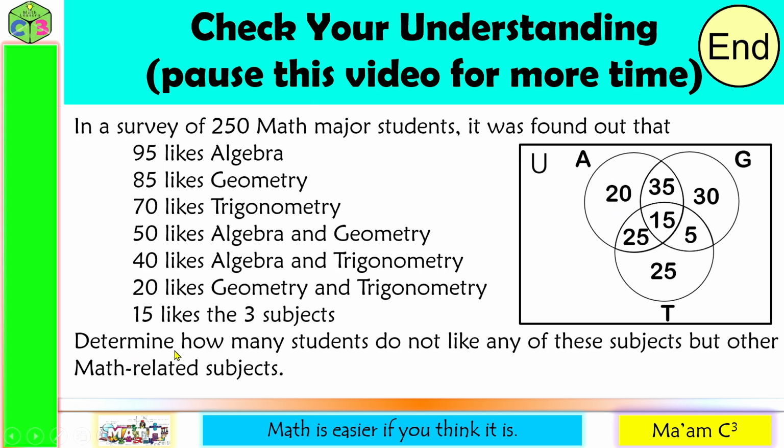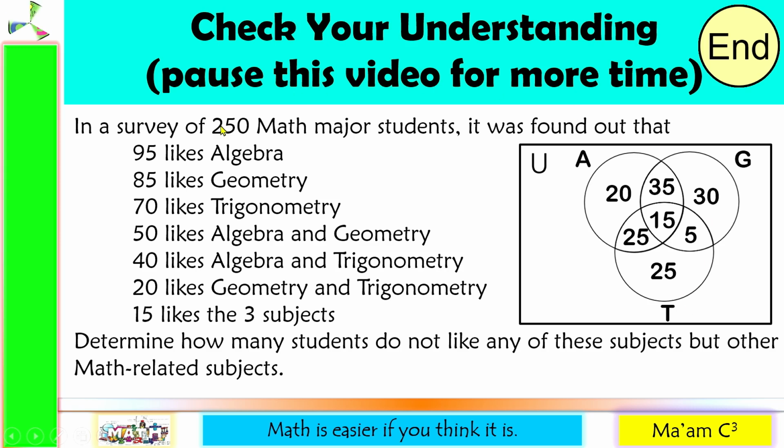Question: determine how many students do not like any of these subjects but other math-related subjects. Probably statistics or solid mensuration. So let us see. All we have to do is to add all these numbers here. 20 plus 35 is 55. 55 plus 30 is 85. 85 plus 5 is 90. 90 plus 15 is 105. 105 plus 25 is 130. 130 plus 25 is 155.